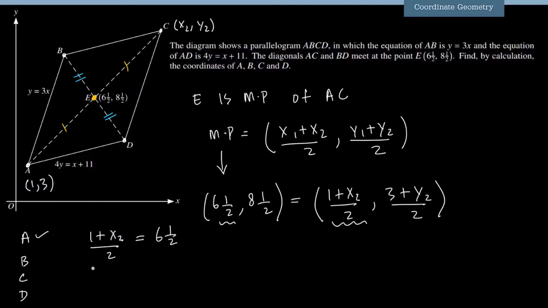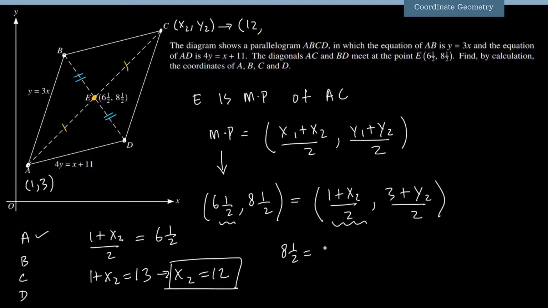Multiplying both sides by 2 would give me 1 plus x2 is equal to 13, and subtracting 1 on both sides would give me x2 as 12. This is the x coordinate of point C. And for the y coordinate, 8 whole 1 upon 2 is going to be equal to 3 plus y2 upon 2. Multiplying both sides by 2 would give me 17 is equal to 3 plus y2. Subtracting 3 on both sides would give me y2 as 14. So the y coordinate of point C is 14.